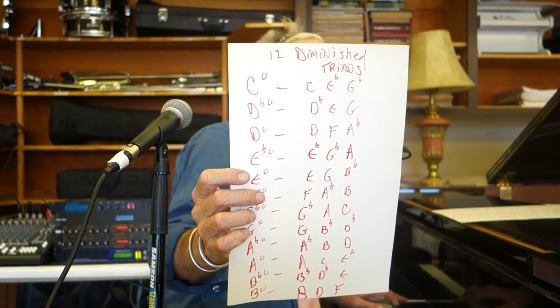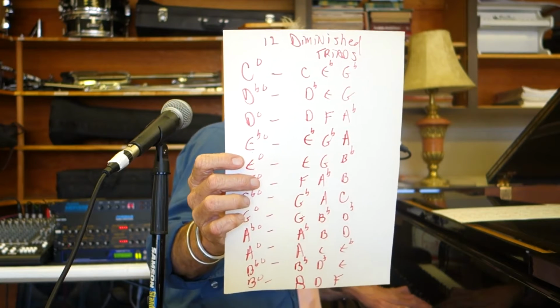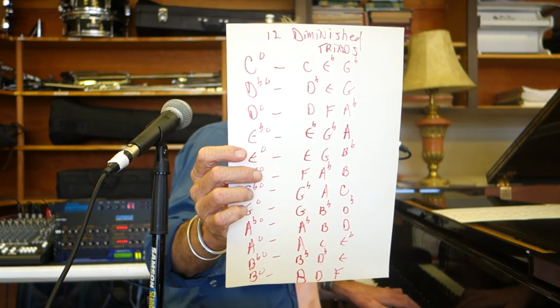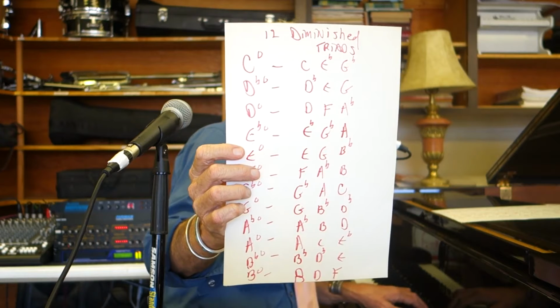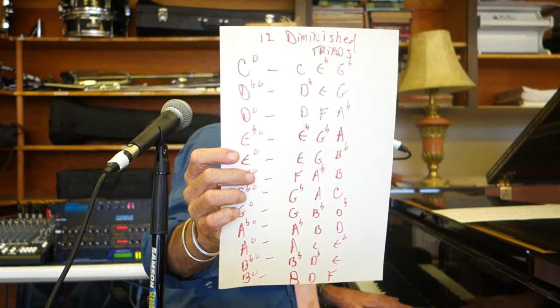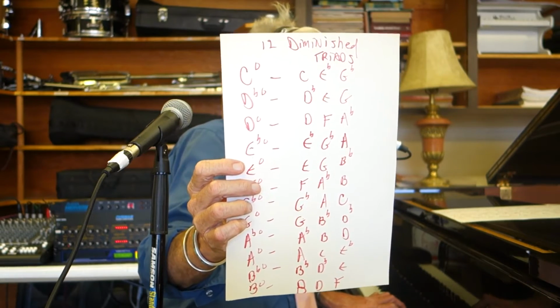Next, G flat, A, C. Next, G, B flat, D flat. Next, A flat, B, D. Next, A, C, E flat, that's correct. Next, B flat, D flat, E. Next, B, D, F. Very good, guys, okay?